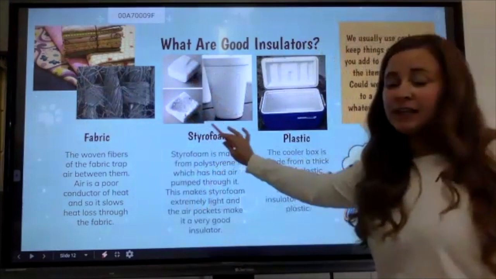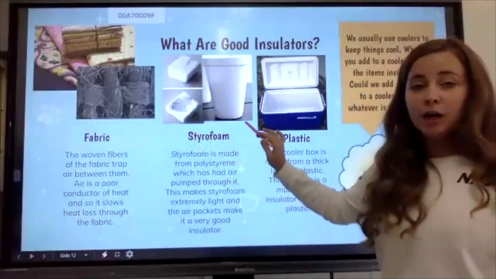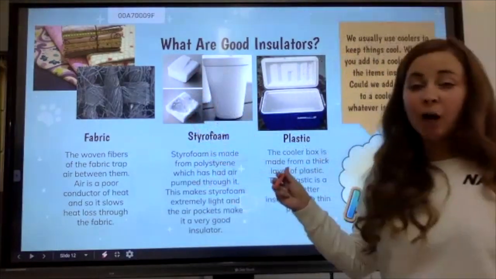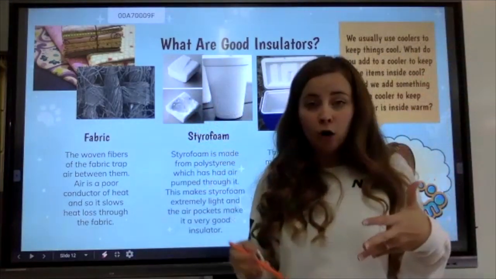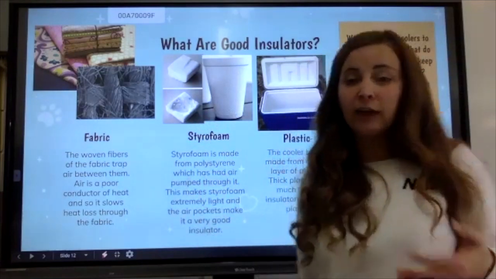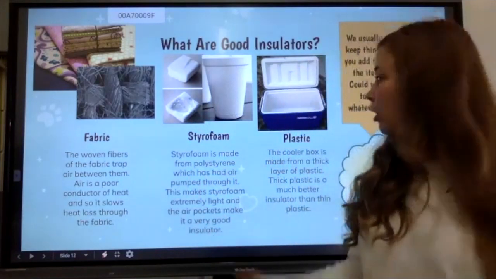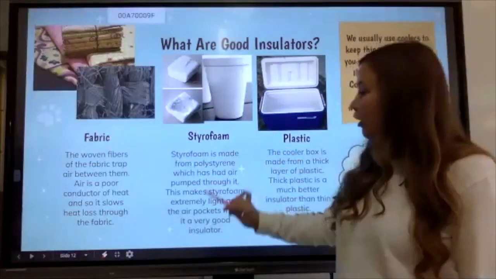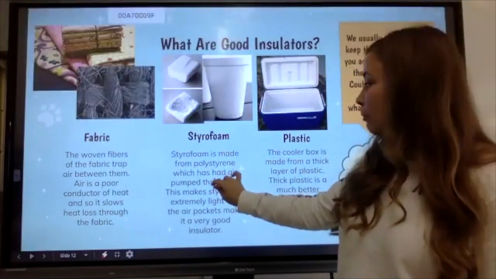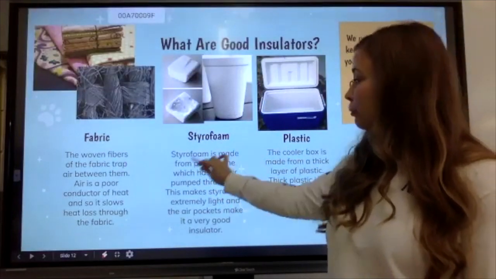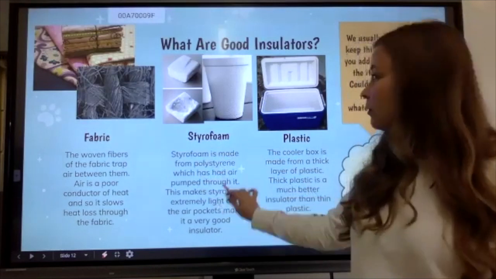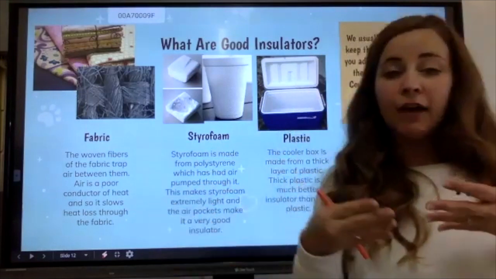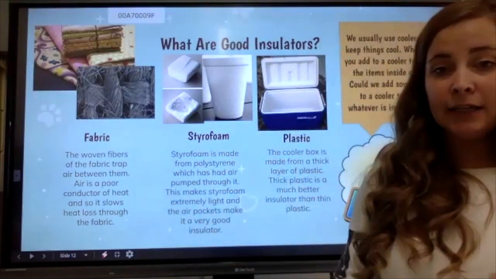Now, we also have an example of styrofoam. So, your teachers love coffee. You might see styrofoam cups to help insulate their coffee, to keep it warm longer so we're not drinking cold coffee. We might also use paper cups or cardboard. I did not list those here because we've talked about those in the past. But styrofoam also has air pumped through it, through polystyrene. So styrofoam is very light and it's full of air pockets, which makes it a great insulator.